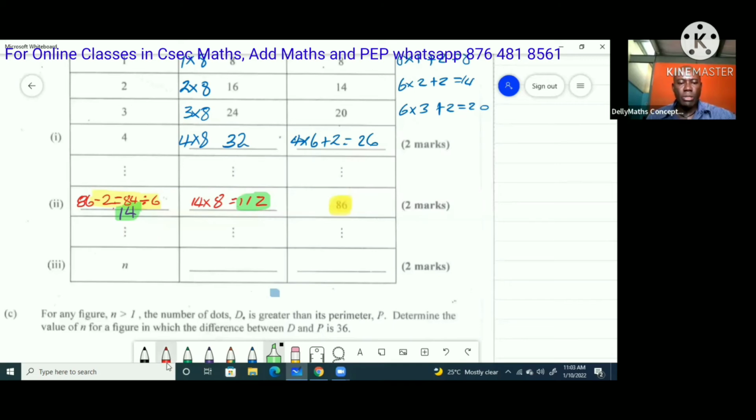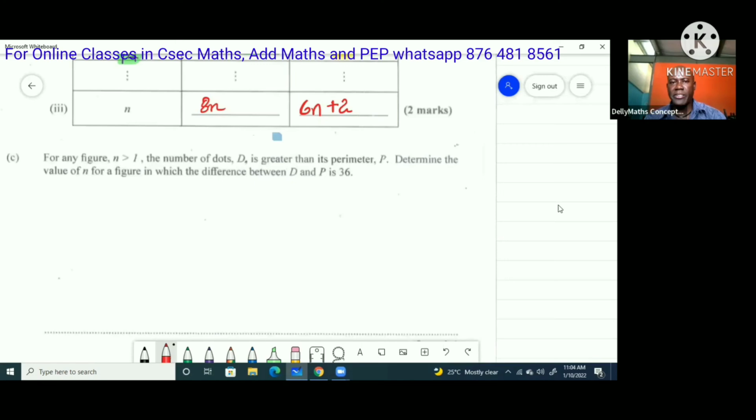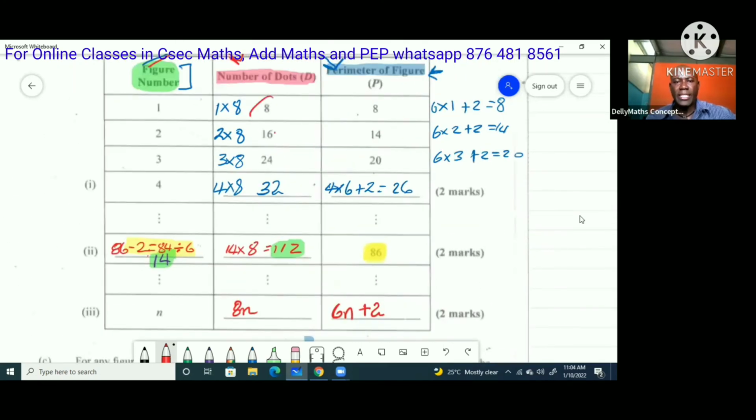All right, so when we come down to this section though, this definitely, as we could see, it is 8n, 6n plus 2. We're going for the last piece. It says, for any figure n, n greater than 1, apart from number 1, we're 8 and 8 in the 2 columns here that they're saying here. Look at number 1. Look at the first row up here. We had 8 here and we had 8.